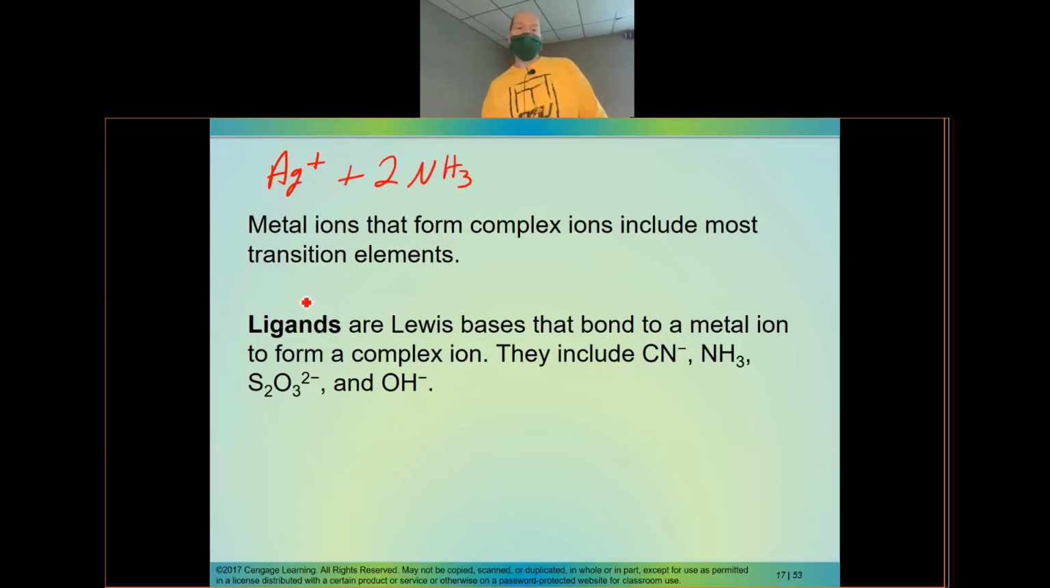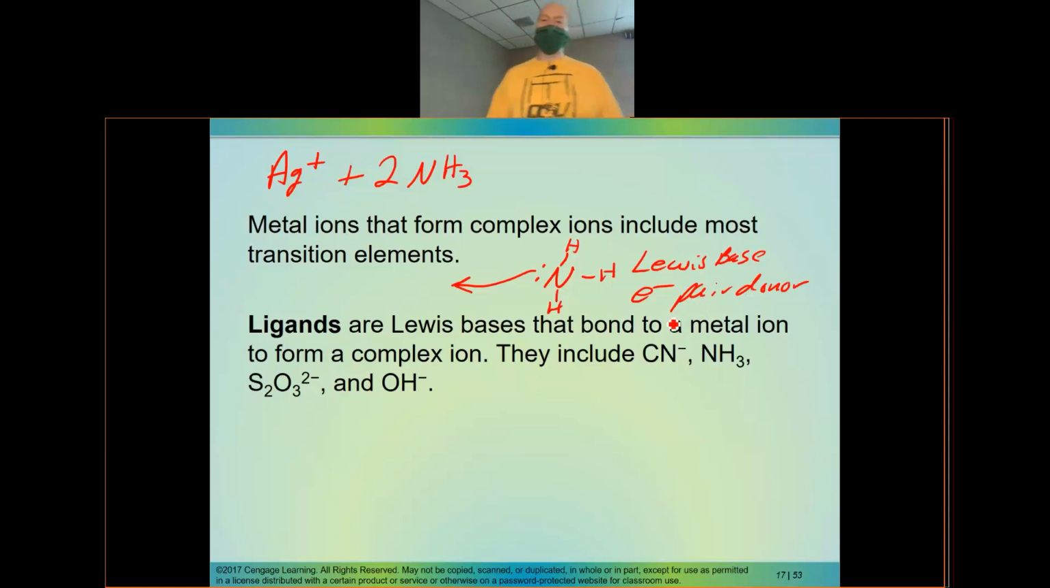NH3s. Now, when you draw the Lewis structure of NH3, you see that it has an electron pair. All right, and so that means that it can be a Lewis base. A Lewis base is an electron pair donor. In order to be an electron pair donor, you have to have an electron pair.